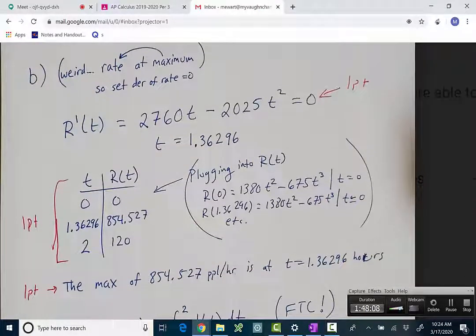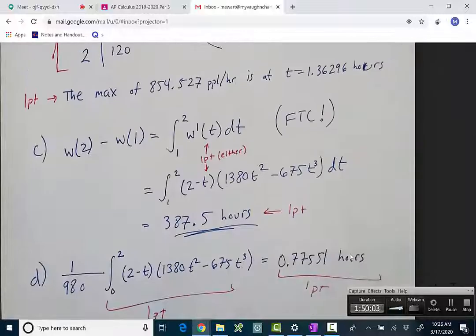So A should have been kind of straightforward. It's pretty easy. Just take the integral. B is where it gets weird. We're going to take the derivative. We set that equal to 0. We get a time. And then we're plugging those into R of t because we wanted the maximum rate. So we're plugging those back into R of t equals 1380 t squared minus 675 t cubed at times 0. And then we do the same thing for those other numbers.